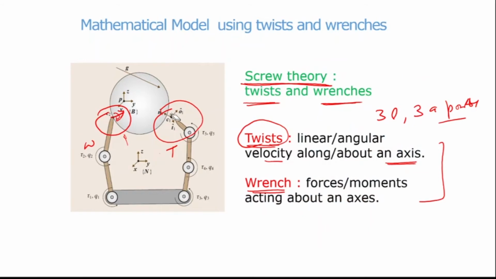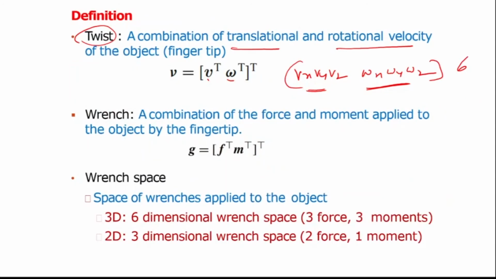The moment the object makes contact, the moment the fingertip makes contact with the object, it will get constrained. It may get constrained. Now what is the wrench? A combination of the force and moment applied to the object by the fingertip is called a wrench. Now you may be able to apply some forces in some directions. You may not be able to apply some forces in some directions. It depends on the type of contact.